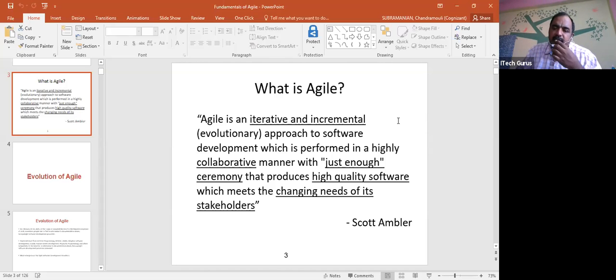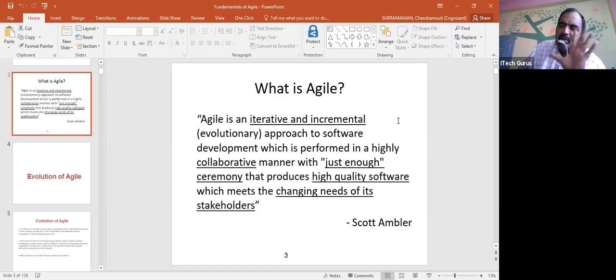So even in the interview, if somebody asks what is agile, don't say just iterative and incremental. The answer is partially right. As per the definition of Scott Ambler, agile is an iterative and incremental approach of development, which is performed in a highly collaborative manner, with just enough ceremony, that produces high quality software, which meets the changing needs of its stakeholder.